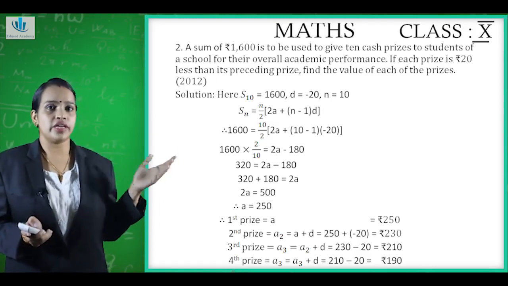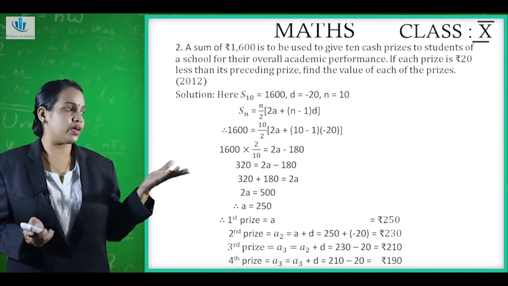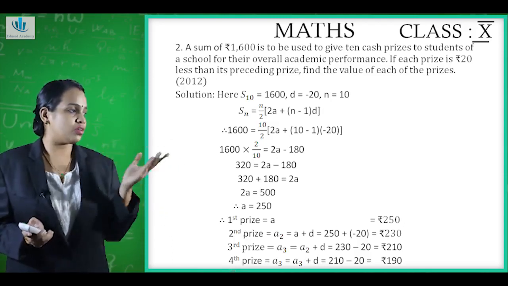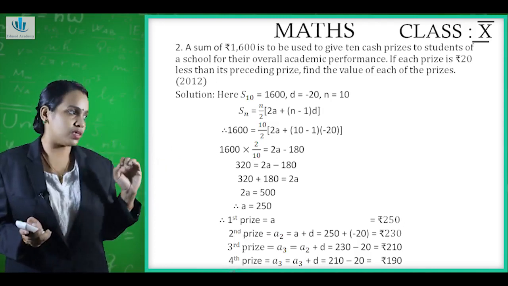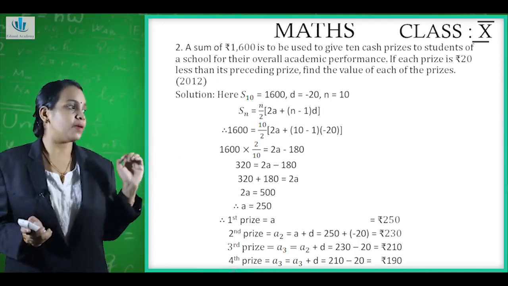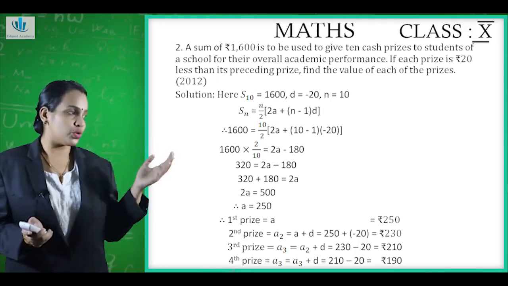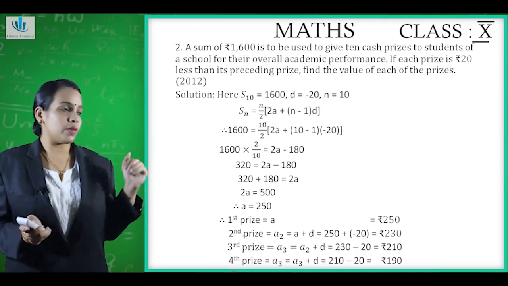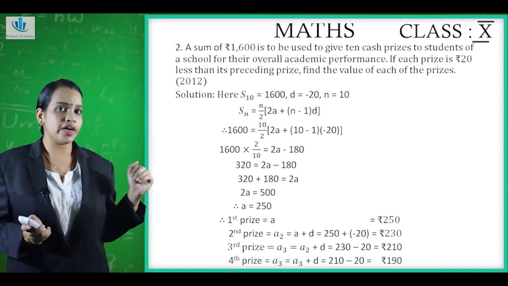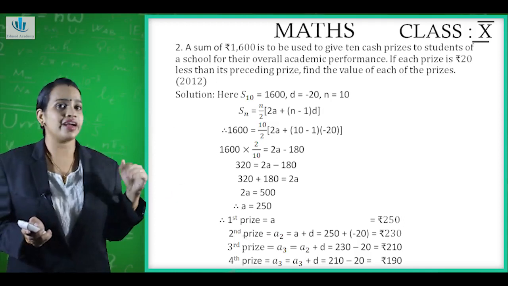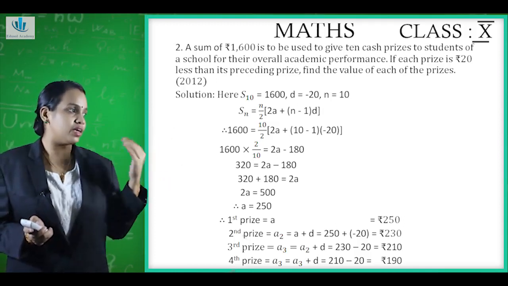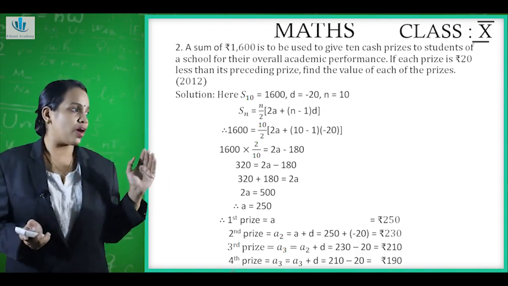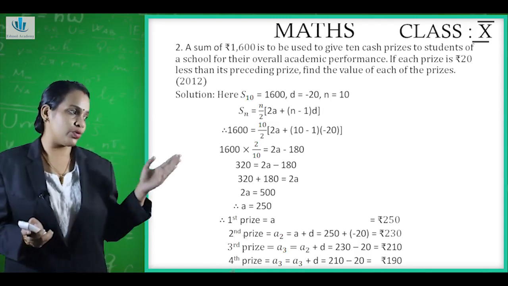Now what we will do? We will take it to the other side. So 2A minus 180, when you go to the other side, it becomes plus 180. So 320 plus 180 is equal to 2A. Now 320 plus 180, it is 500. So 2A is equal to 500. When we take 2 to the other side, it divides. So A is equal to 500 upon 2, which is equal to 250.